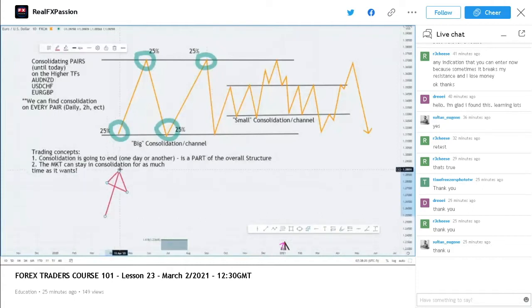Okay, beginner traders don't trade consolidation. Oh, I'm going to buy this low, or oh, I'm going to short this high. Don't buy or sell consolidation until you have 100%. Make sense?